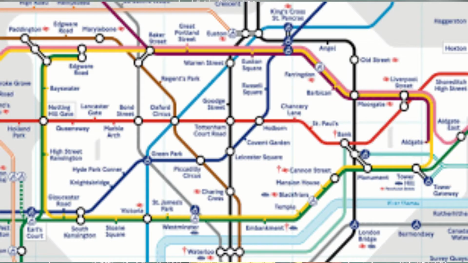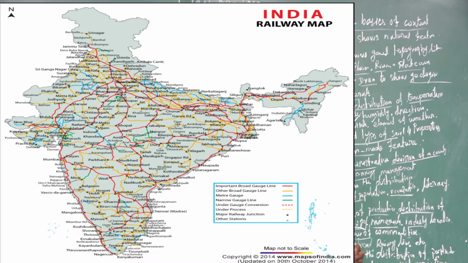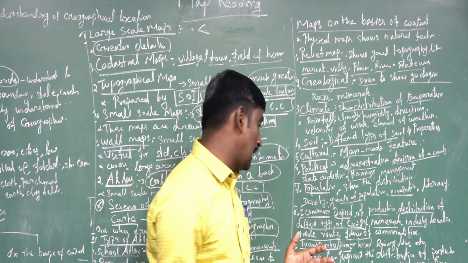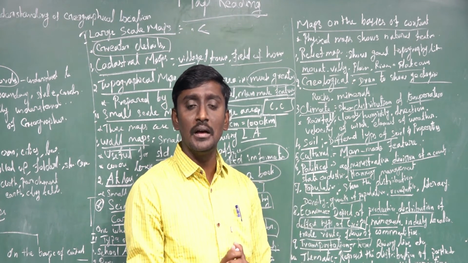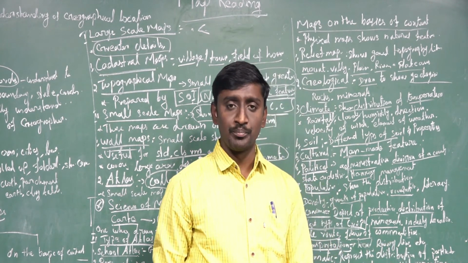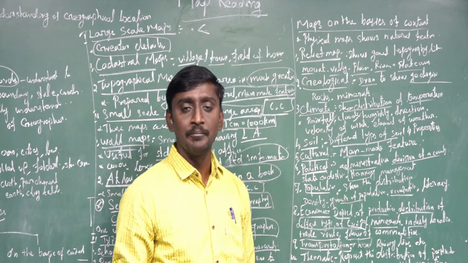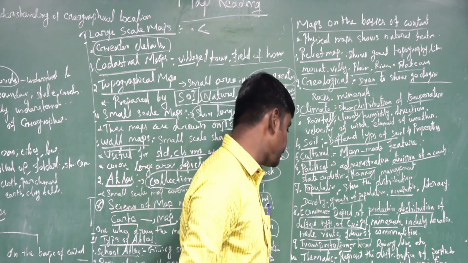And the next one, transportation. The transportation map is very important, and this map is drawn to show the ways of reaching places. For example, road, railway, railway station, rail line, airport and seaport are shown in the transportation map.